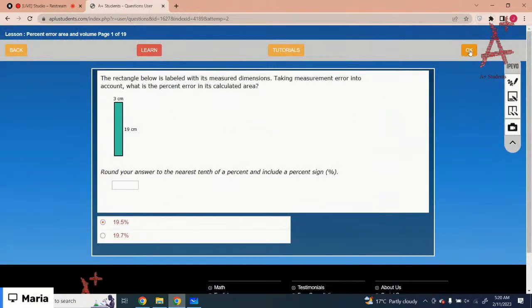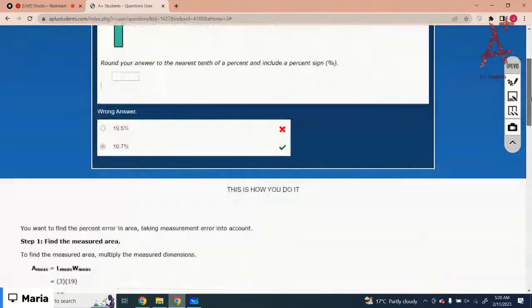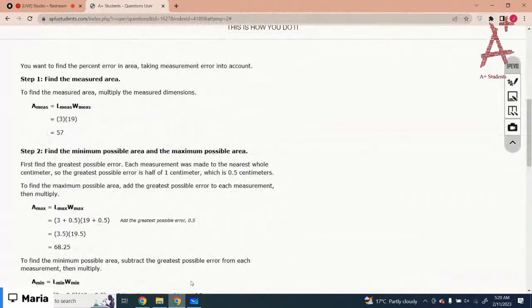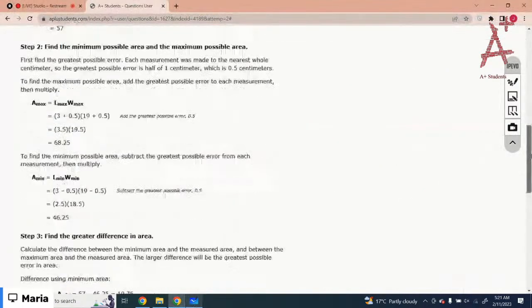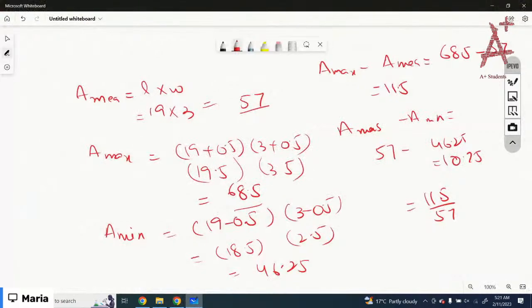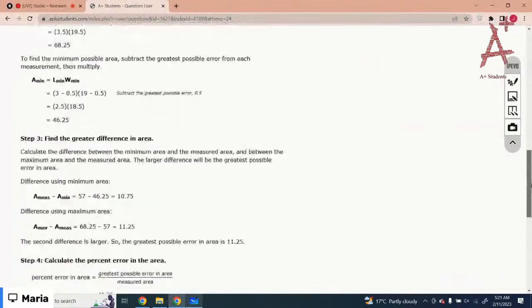Okay, let's just match all the values. 19 times 3 is 57. Then we have 57, 68.25. Then we have 46.25. Got it? Okay, so we have 10.75 and 10.75. Yes, we have the same values.